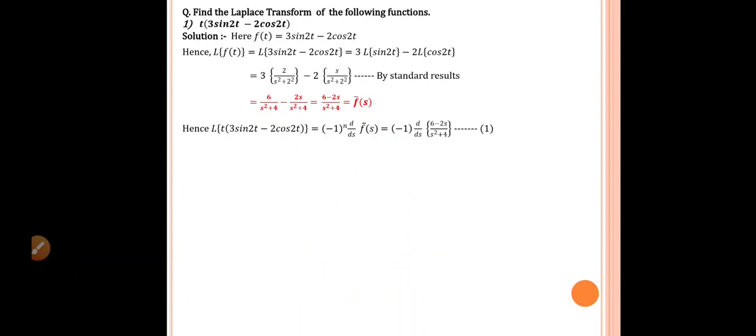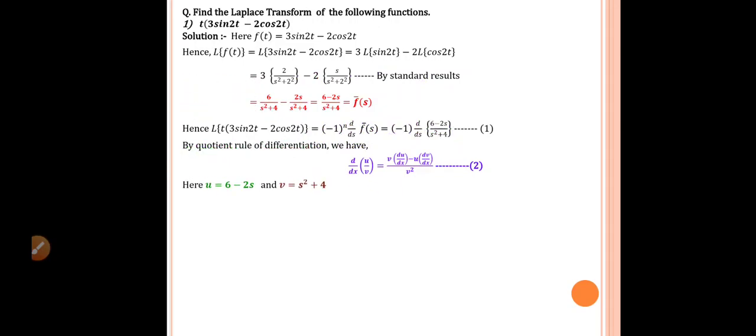So here you have to apply the differentiation rule for u by v, that is quotient rule of differentiation. Just recall this rule. d by dx of u upon v equal to v into du by dx minus u into dv by dx whole divided by v square. Now comparing this 6 minus 2s upon s square plus 4 with the standard form u upon v, we get u equal to 6 minus 2s and v equal to s square plus 4.